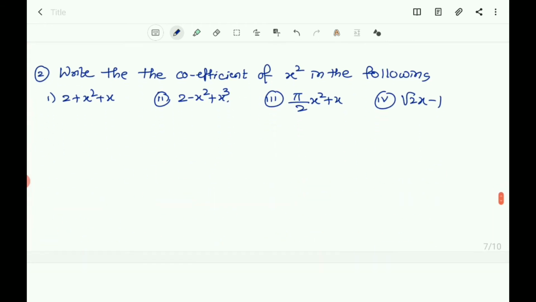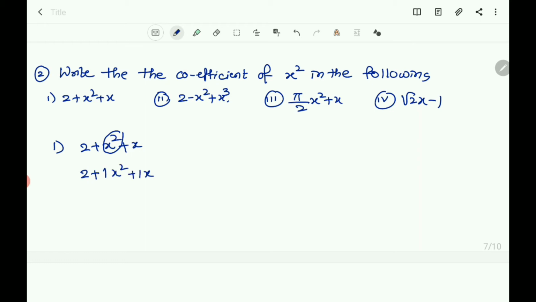Now the next question: write the coefficient of x square in the following. Here we have to find the coefficient of x square in each. So you take the first one, 2 plus x square plus x. It is nothing but 2 plus 1 x square plus 1x.